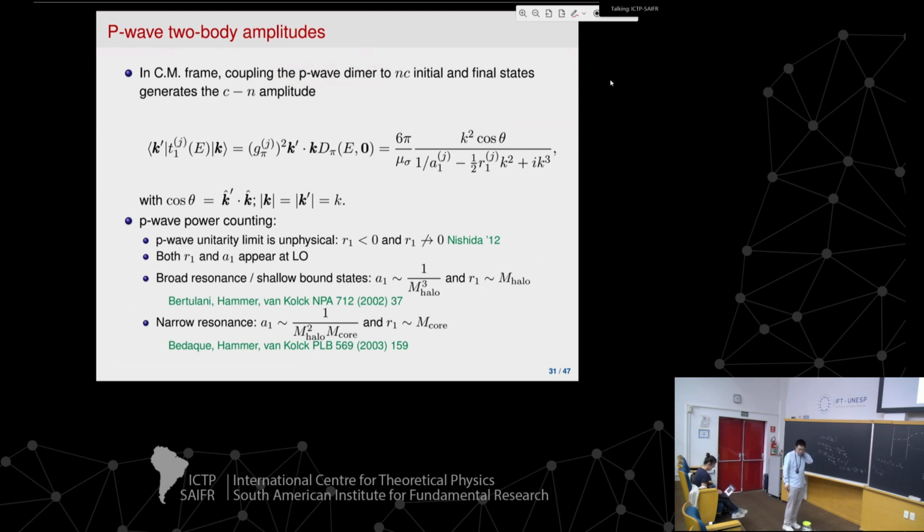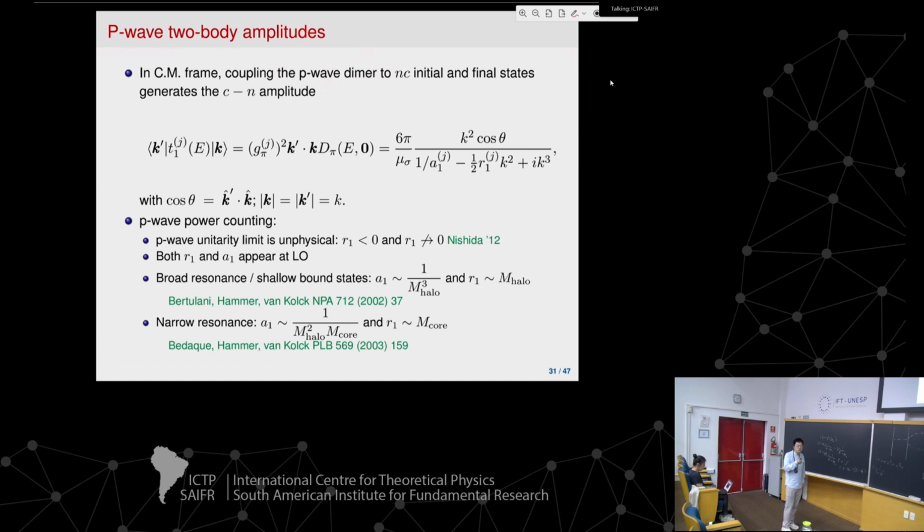For p-wave interactions, this effective range is actually not in the scale of L. It's not in the dimension of distance. It's actually in the dimension of momentum, right? So then you will see that these two match in dimensions. The last term is called the unitary term, i times k cubed. An interesting feature of the p-wave interaction is that it does not have a well-defined unitary limit. We know that for S-wave, you can put A to infinity and R0 to 0, right?